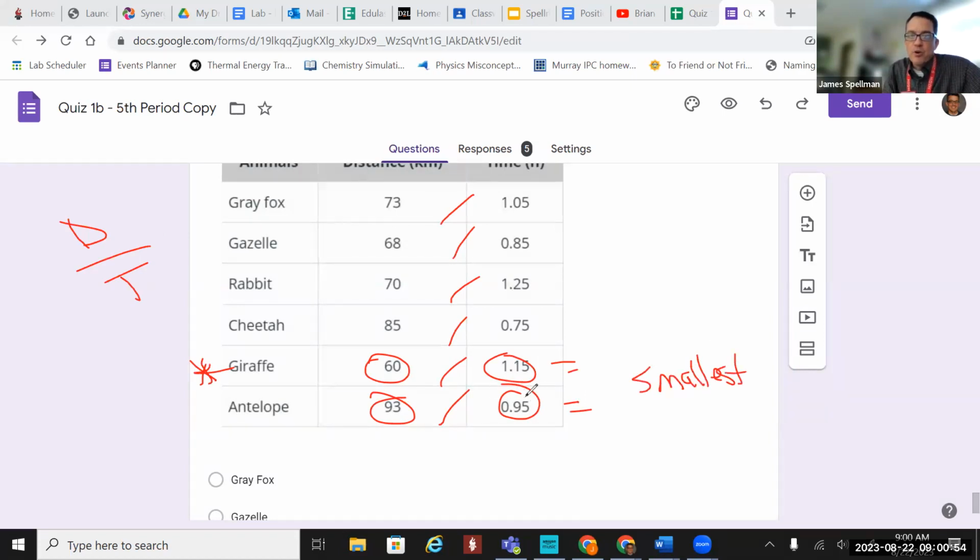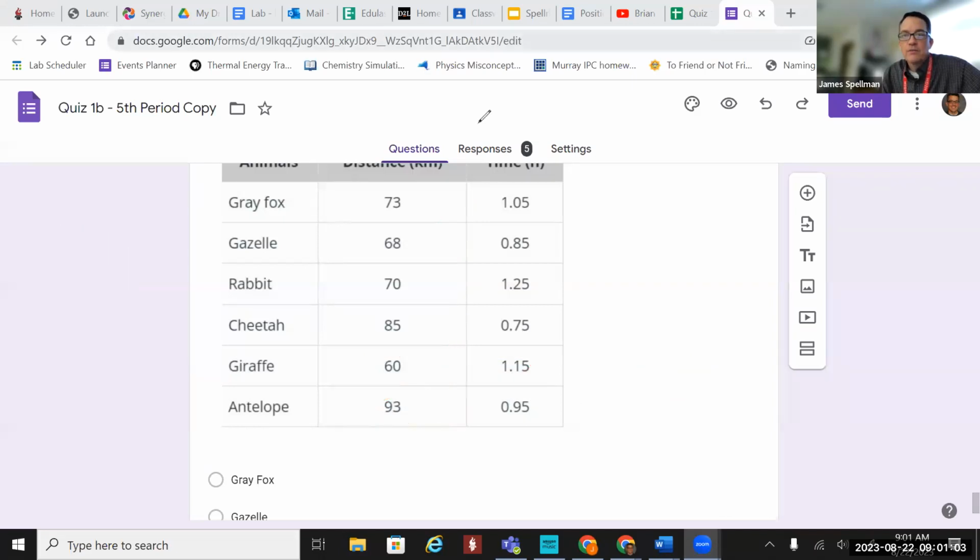All right. So again, the smaller the number, the slower the speed. The higher the number, the greater the speed. So again, distance divided by time is going to give us the speed on that one. And that is it.